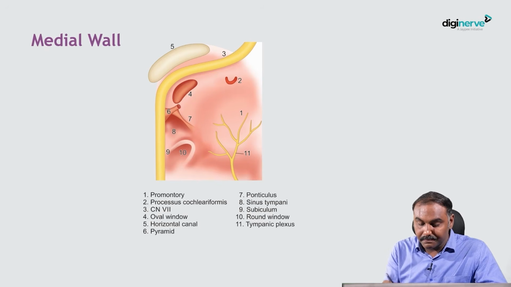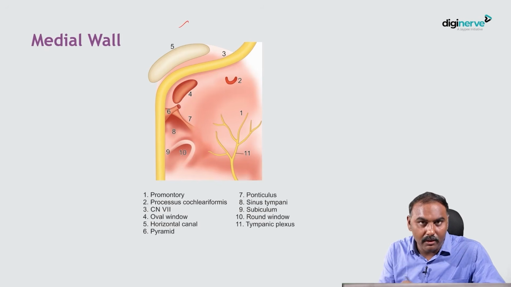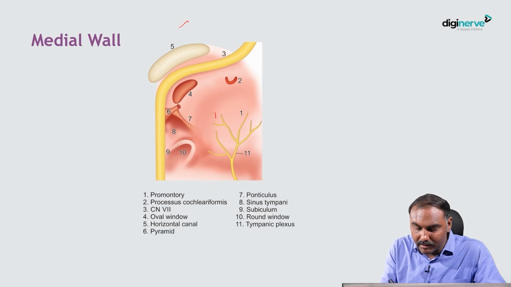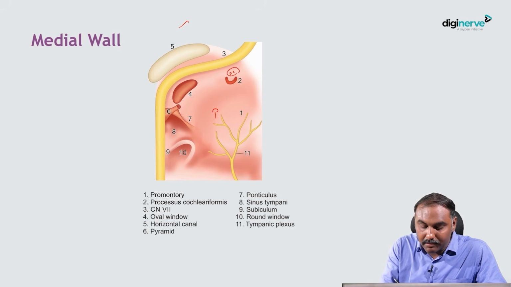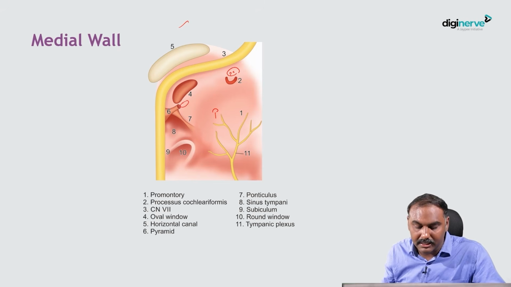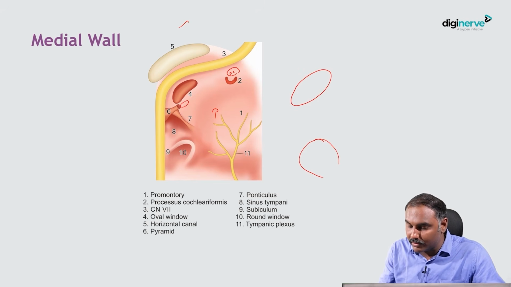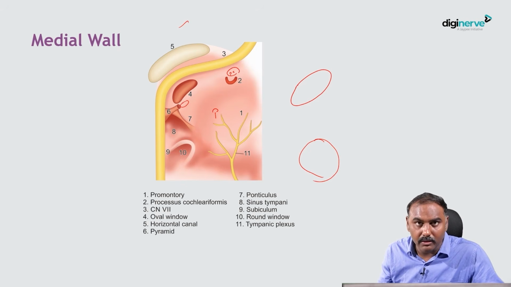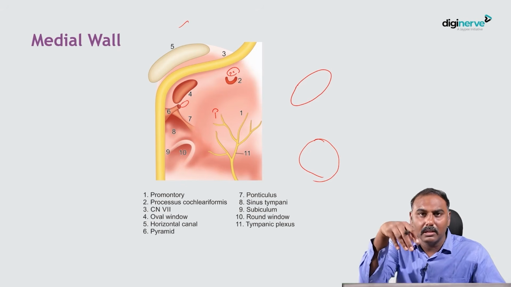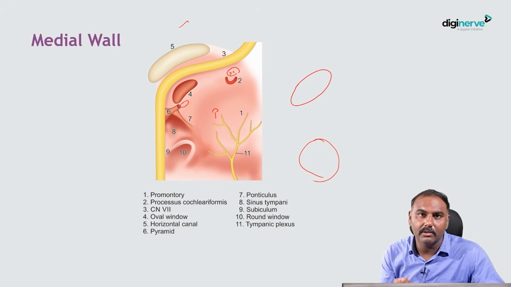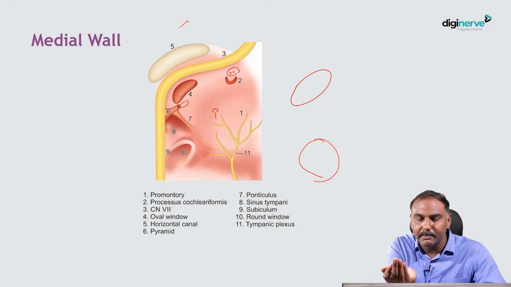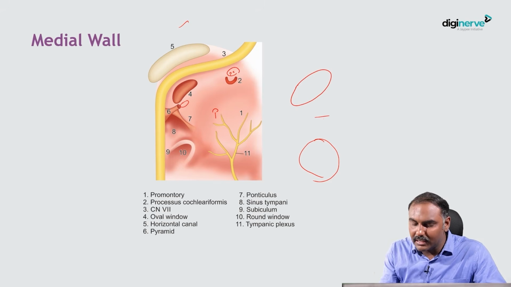It is nothing but, say, this is a picture of your medial wall of the middle ear. As we said, this will be the promontory, this will be the processus cochleariformis, and here there will be windows, the oval window and round window, which are not seen in the picture. And between the oval window and round window, there will be a small depression. We call that a sinus. Sinus means a dip.